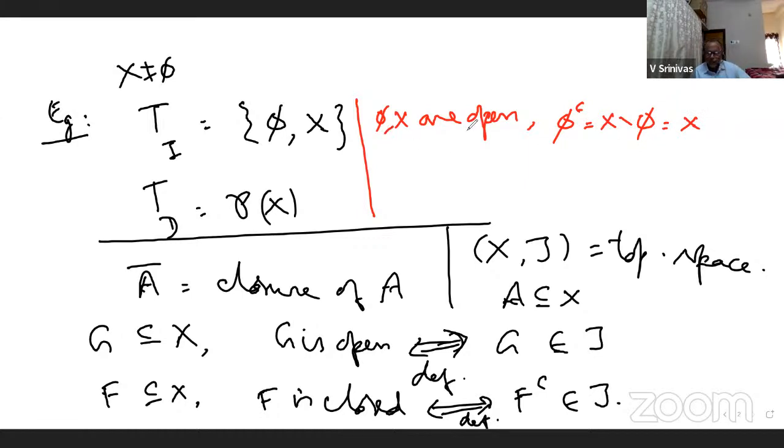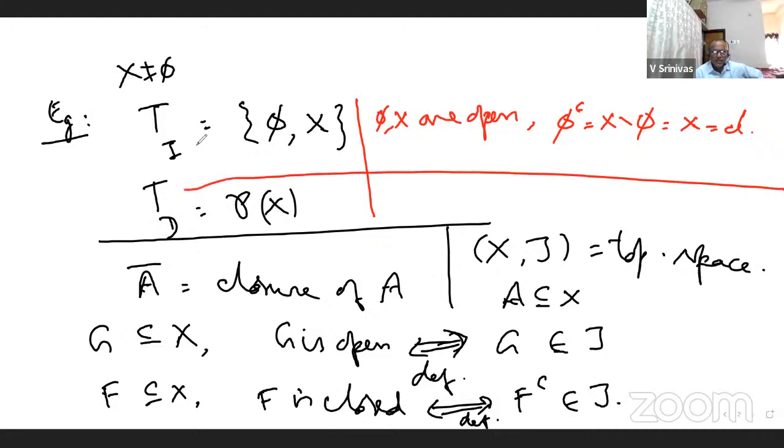And because phi is open, X will be closed. Because phi is open, its complement will be closed. That's how capital X is closed. So capital X is open as well as closed. In this topology, capital X is closed as well as open. Such sets are called clopen sets. Clopen is an abbreviation for a set which is both open and closed.